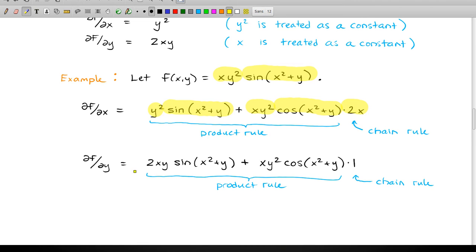Derivative of f with respect to y. Derivative of the first, 2xy, times the second, plus the first, times the derivative of the second. Again, chain rule, derivative of sine is cosine, times the derivative of the inside with respect to y, which is 1. So again, I've said it now a number of times. All you have to do is remember that the variable not being differentiated, treat it like a constant, and the derivative of a constant is 0, and you can treat these just like calculus 1 problems.